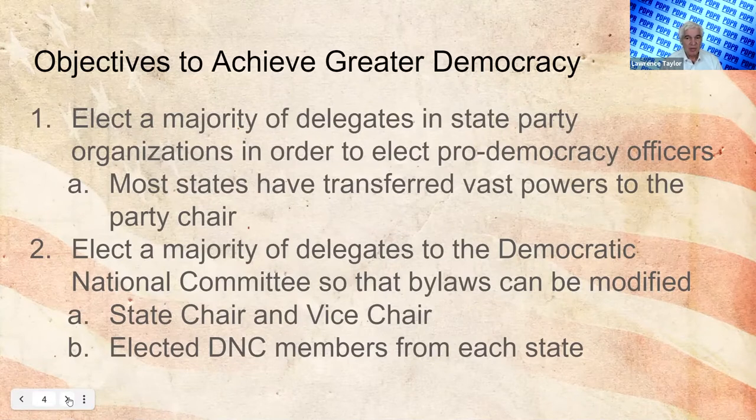So the objective that we have to achieve a greater democracy is to elect the majority of delegates in the state party organizations in order to elect pro-democracy officers. Now, fortunately, they have prepared the way for us, and they have given the state chairs vast powers. So as Judith is finding in Nevada, all those powers that they've been handing over from the membership to the chair, she now has, and we can do the same thing for any of the chairs that we elect.